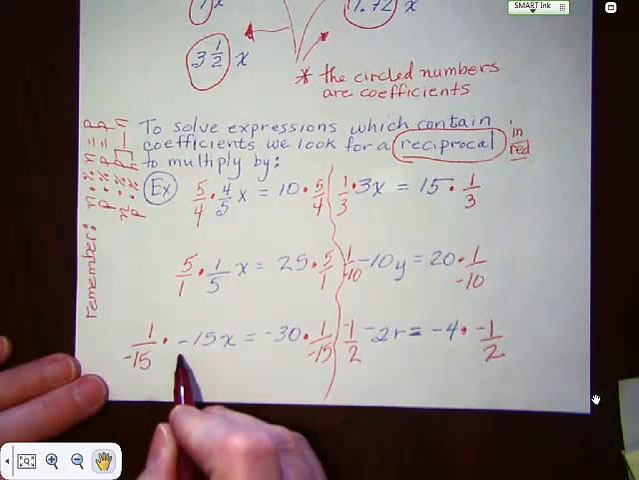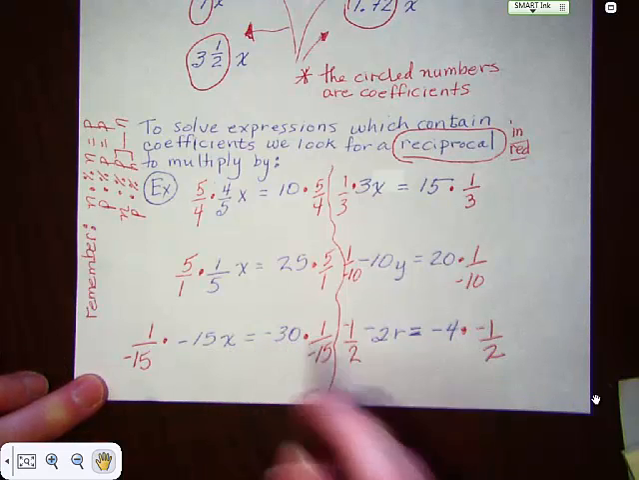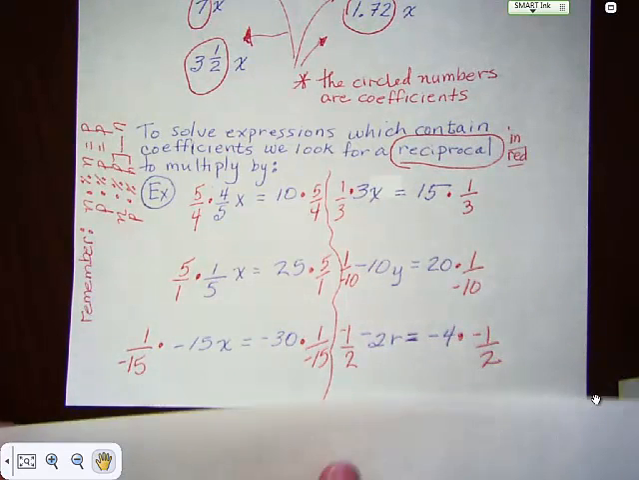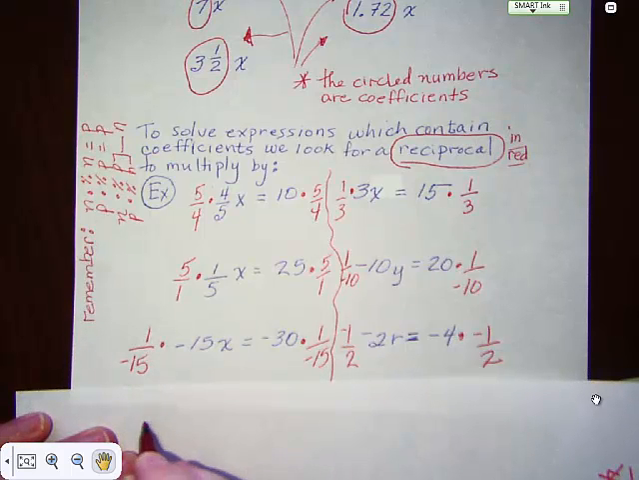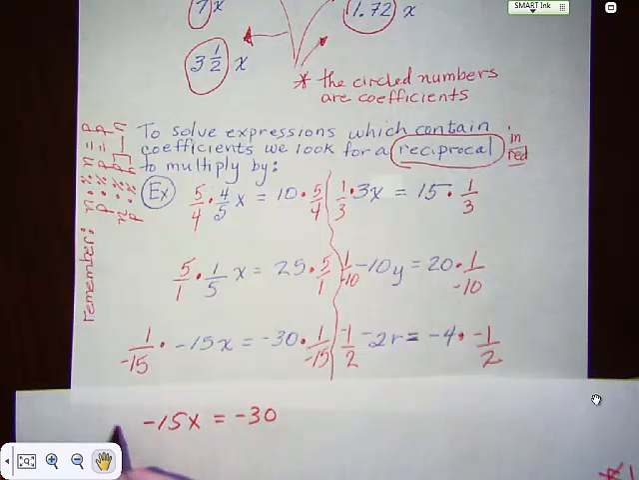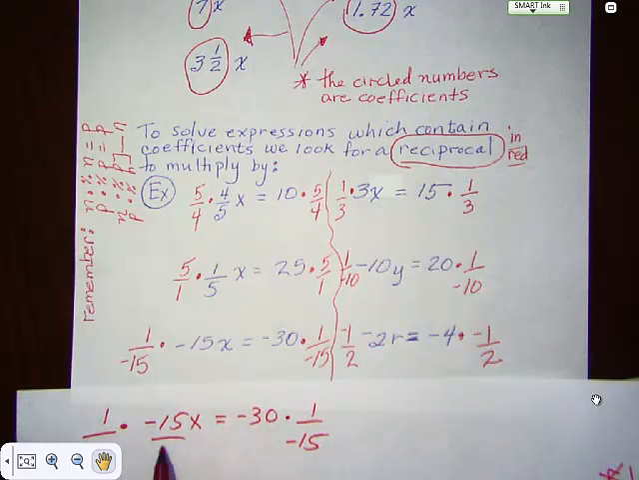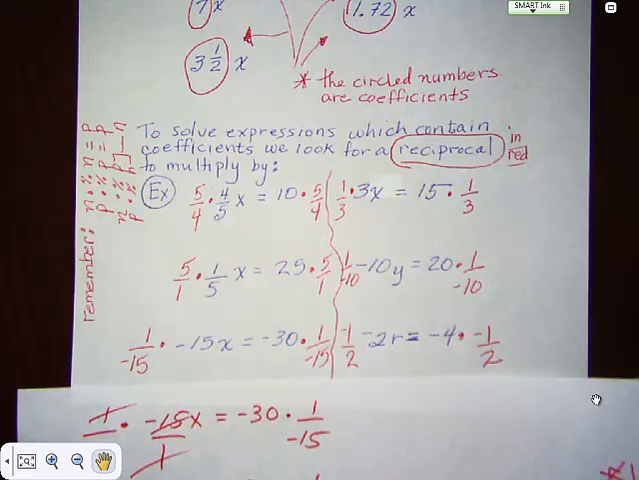Down here you have a negative 15x equals a negative 30. That's kind of an interesting one. We might work that one real quick. Negative 15x equals negative 30. The reciprocal is 1/negative 15. Makes no difference. The negative can be top or bottom. Reduce out of here. x equals a negative 30/1 times 1/negative 15.